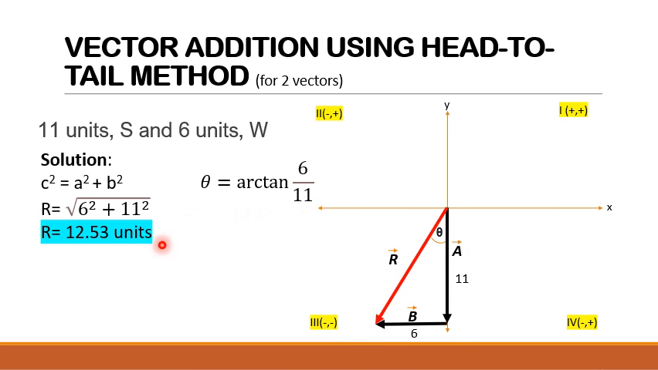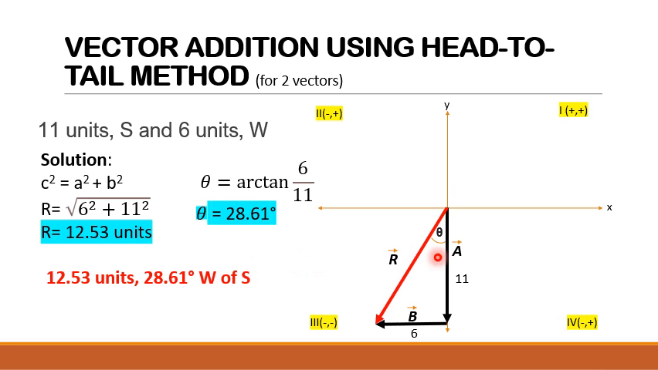And in getting the angle, you just have to get the arc tangent, or shift tangent, in your calculator by dividing 6 and 11. So 6 divided by 11, get the arc tangent, then you will get the angle 28.61 degrees. So in doing such, we have identified our resultant and its location. So 12.53 units, 28.61 or 29 degrees west of south.